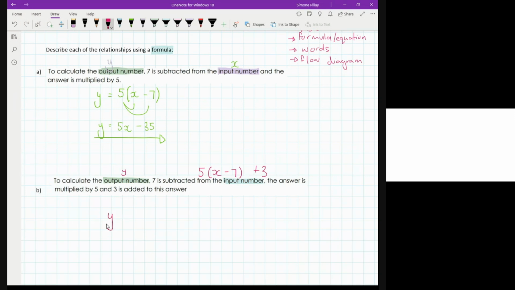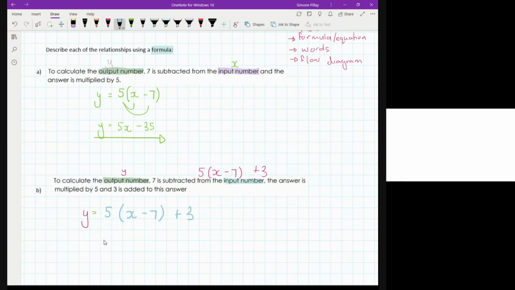To calculate my output, what it said we have to do is take my input number, and then 7 must be subtracted from that. Once we've subtracted 7, I have to take the answer and multiply it by 5. So I'm taking my answer and multiplying it by 5. And then to this whole thing, I am going to add 3. I hope this is making sense to you guys. So you can still create an equation even when you have a lot of words.